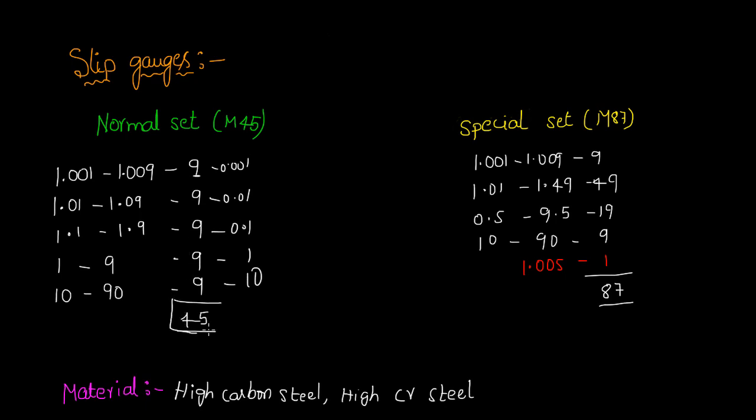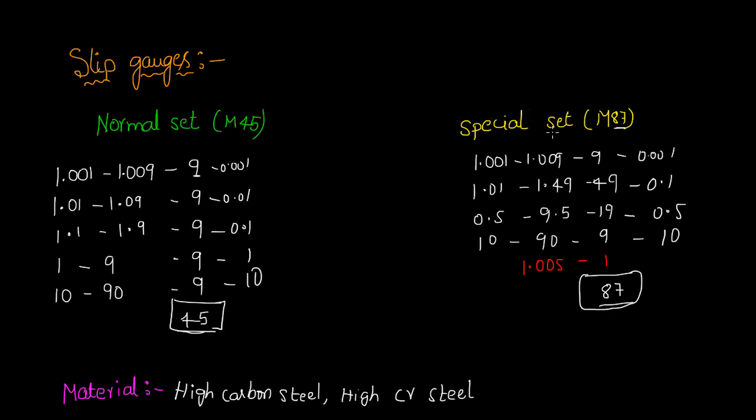In the special set, we have 87 pieces. Here the step sizes are similar: 0.001, here the step 0.01, here the step size is 0.5, here it is 10. Why do we require a special set if I already have the normal set? I can build any datum. That means I can build any height with these 45 pieces. Then why is there a necessity of choosing a special set?